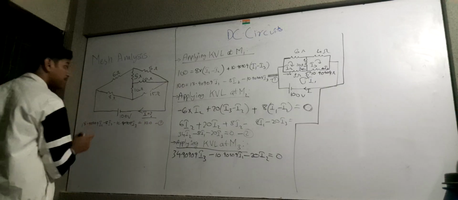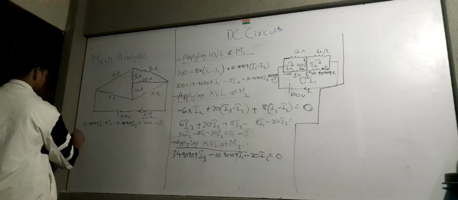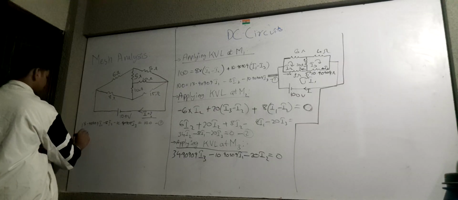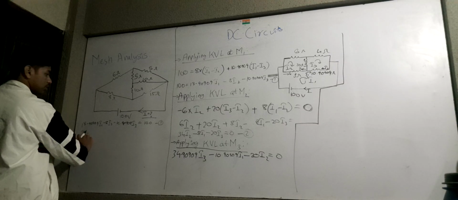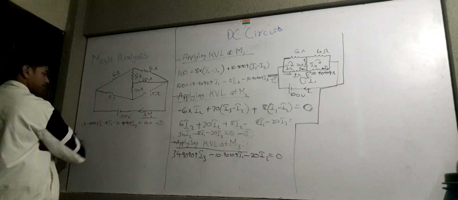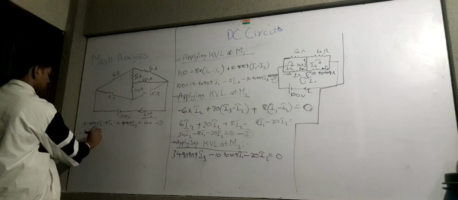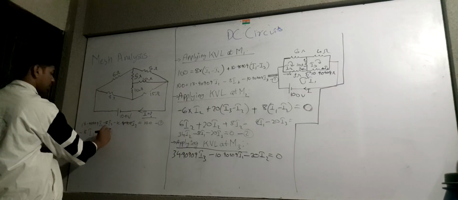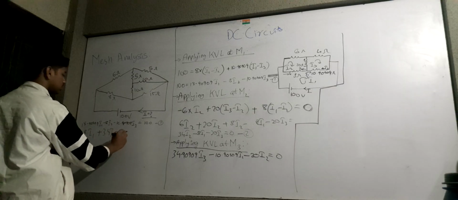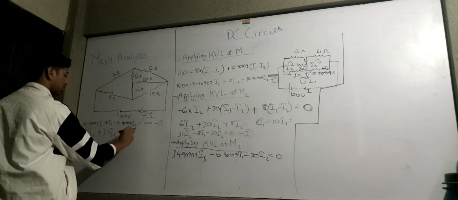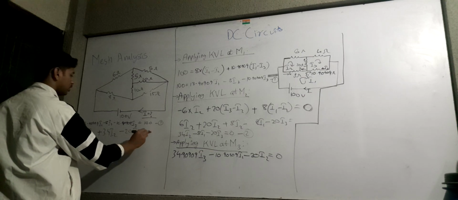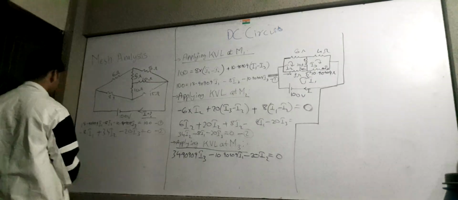Then minus 8 I1 plus 34 I2 minus 23 equals 0. That would be our equation 3.